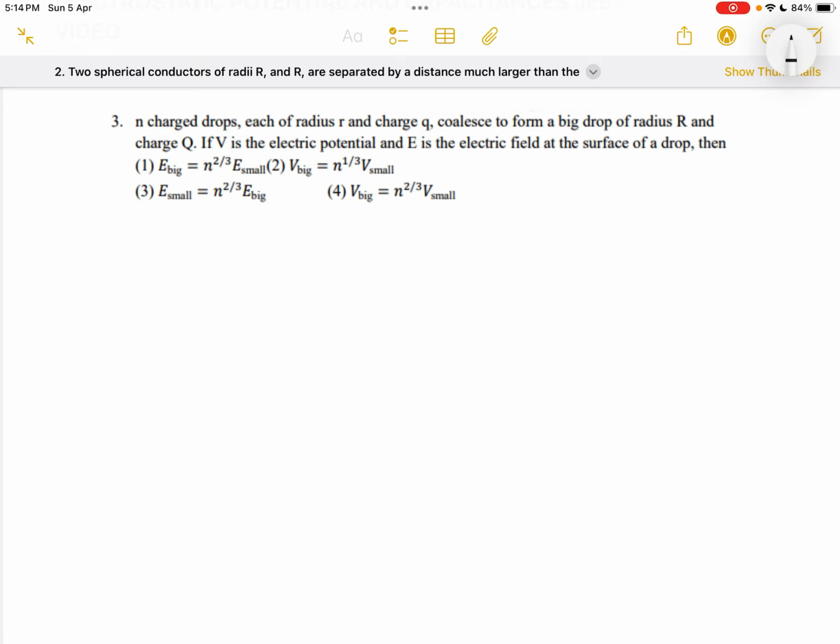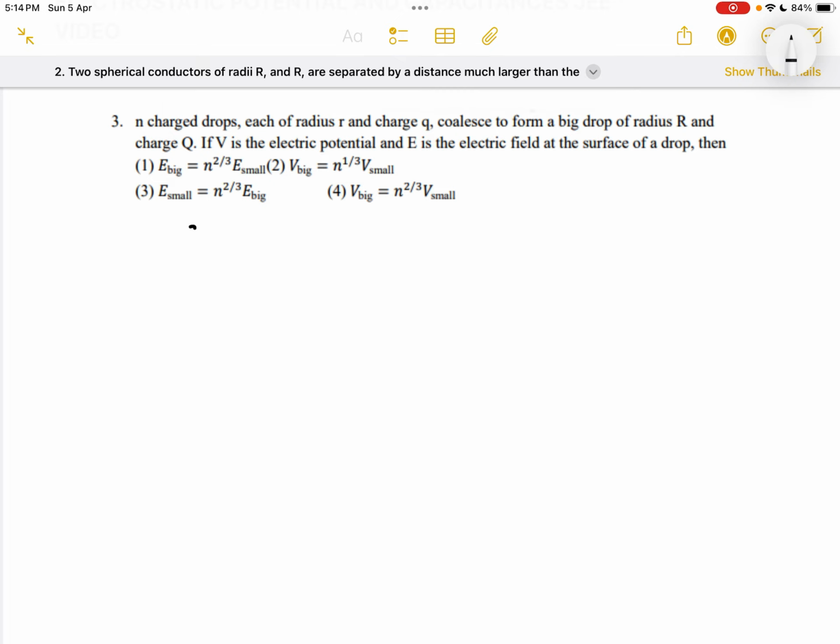Solve question number 3. N charged drops, each of radius r and charge q, coalesce to form a big drop of radius capital R and charge capital Q. If V is the electric potential and E is the electric field on the surface of the drop, then which of the statements is true? Let us look at the potential first. Now, the potential can be calculated this way.